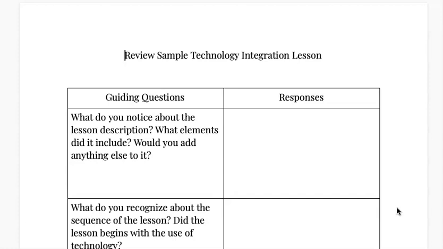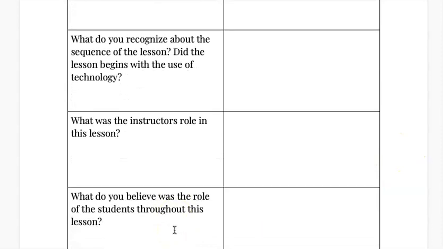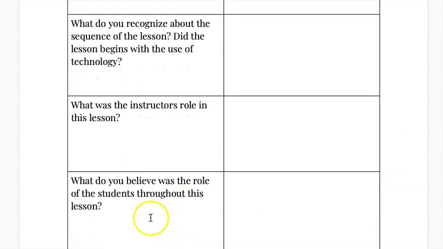So first question is, what do you notice about the lesson description? What elements did it include? Would you add anything else to it? Next, what do you recognize about the sequence of this lesson? Did the lesson begin with the use of technology? What was the instructor's role in the lesson? Do you believe it was the role of the students throughout this lesson?